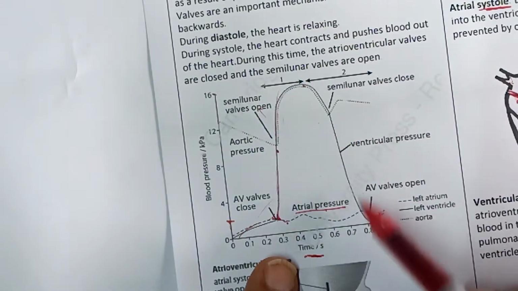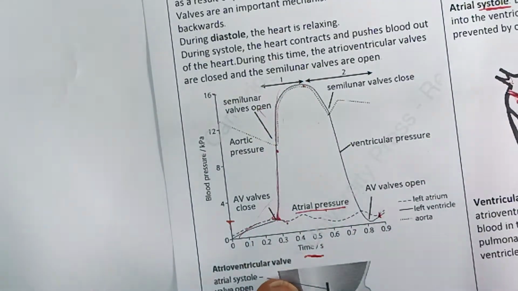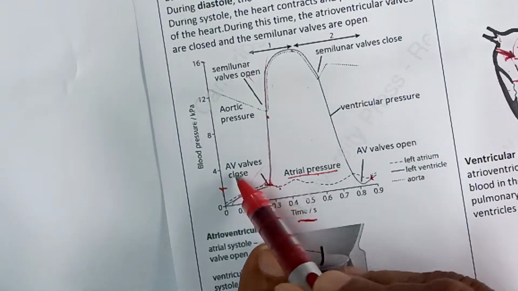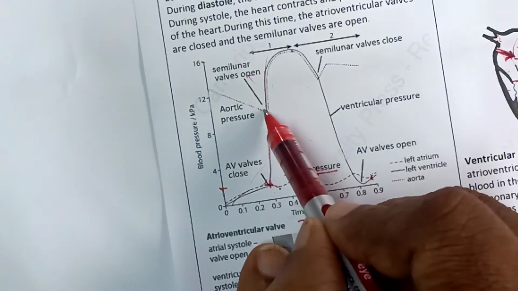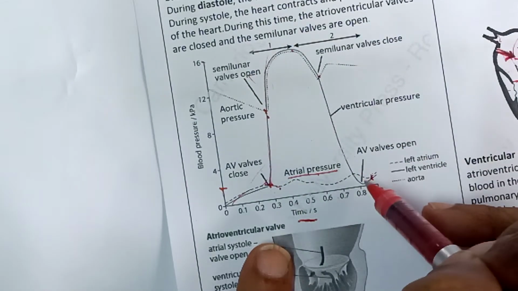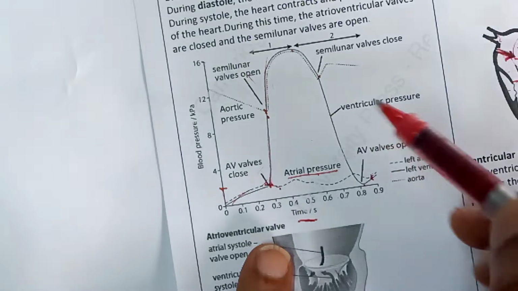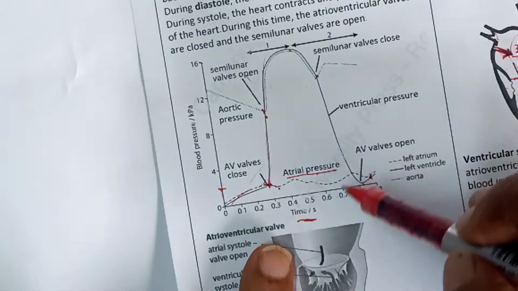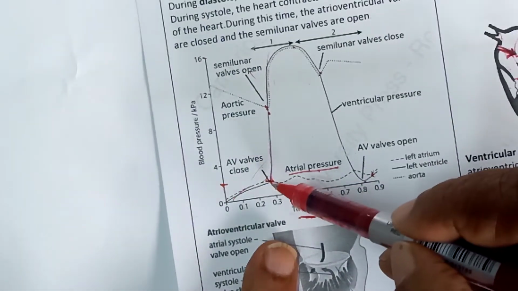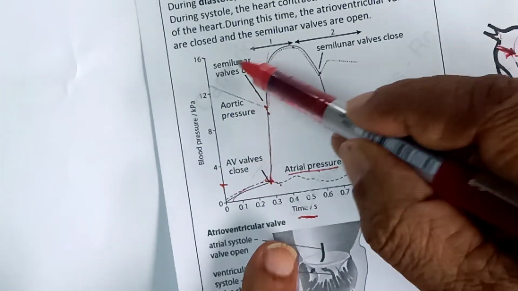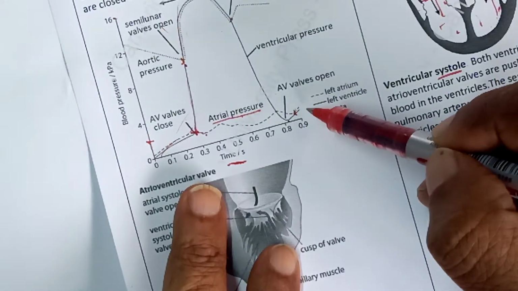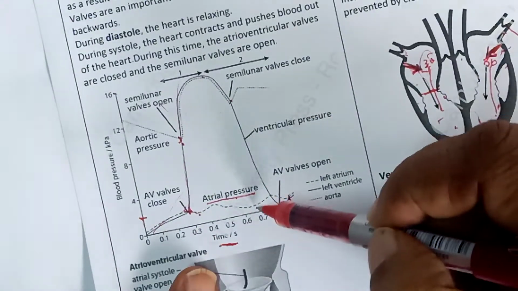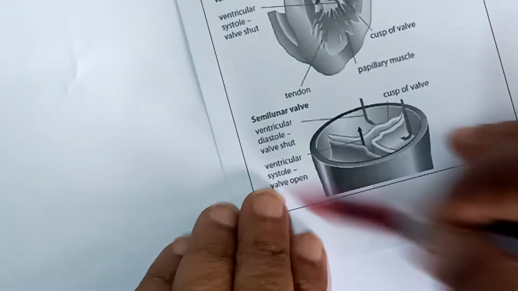So you should know all this. You should know how to label this in the examination. You will be told what is happening here, or you will be told what is happening here, what is happening here, and what is happening here. These are the four questions that you will get in the examination. Here the AV valve closed, semilunar valve open. Here semilunar valve closed, AV valve open. Okay, you have to be used to this. Learn this by heart. Okay, now we finished with this one.